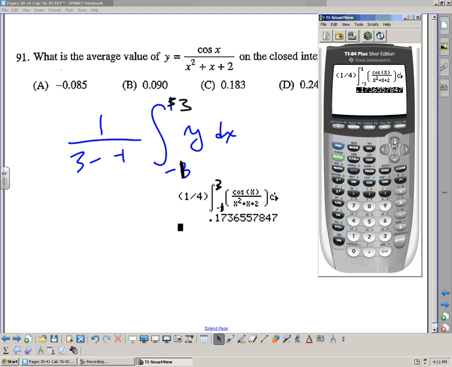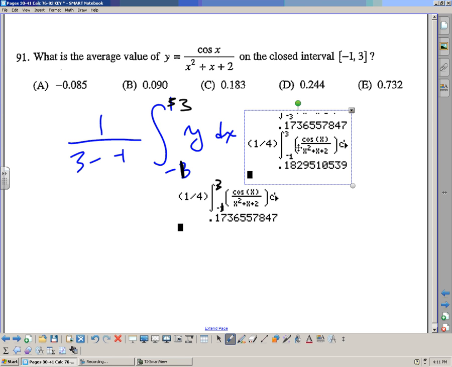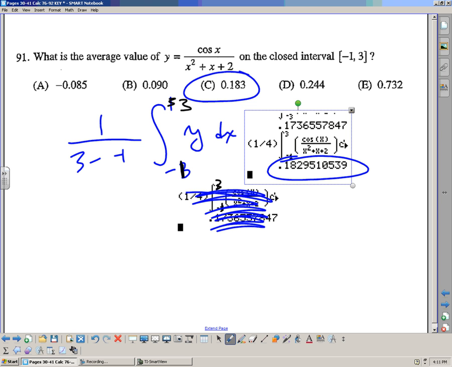Let's go back up and I'll edit this. Negative 1 to 3. That's what gets us in trouble, this kind of stuff. And that's better. So this is not good, and this is better: 0.1829 or 0.183.